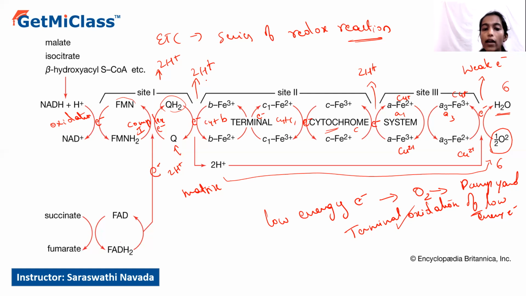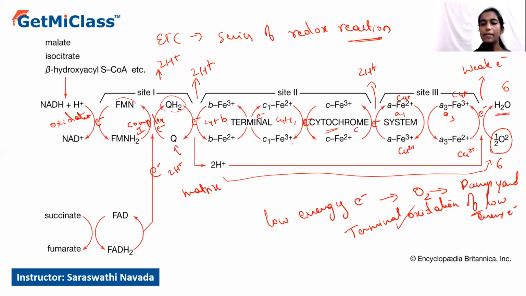Along with that, it also accepts 2 hydrogen ions, and further the electron from coenzyme Q will be transported to complex 3, and from complex 3 it will be carried by cytochrome C to complex 4, and from complex 4 the low energy electron that is released will be accepted by the oxygen molecule, resulting in the formation of water. So that is regarding the electron transport mechanism occurring during aerobic respiration. And here nowhere have we discussed the production of ATP, right?